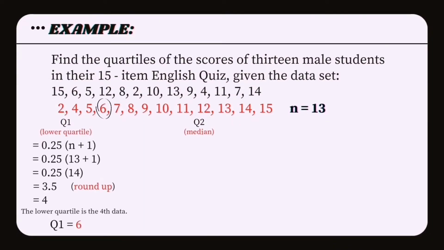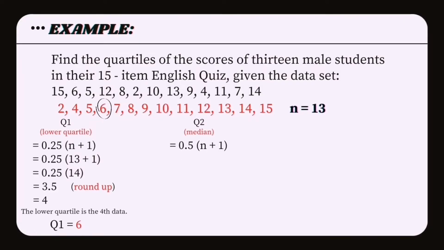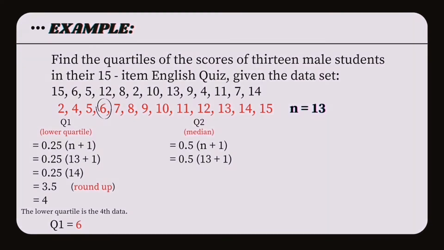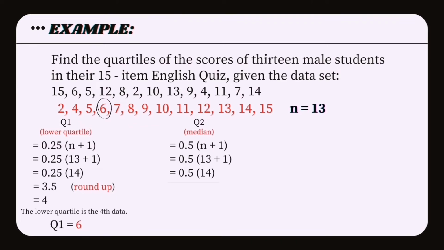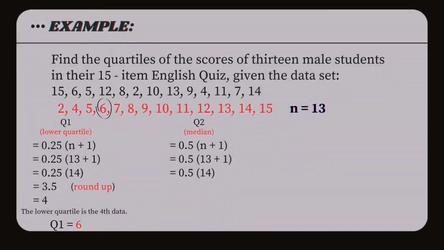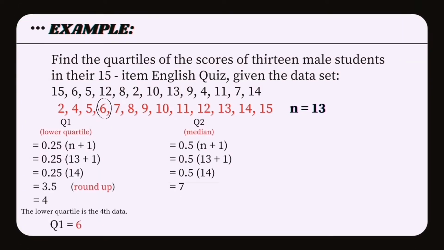Now let's proceed to finding the median. The formula for finding the median is 0.5 times (n plus 1). Like in the lower quartile, we will just substitute 13 for n. So 13 plus 1 is equal to 14. Now, we're going to multiply 0.5 times 14 and the answer is 7. That's why the median is in the 7th data. So our median is equal to 9.